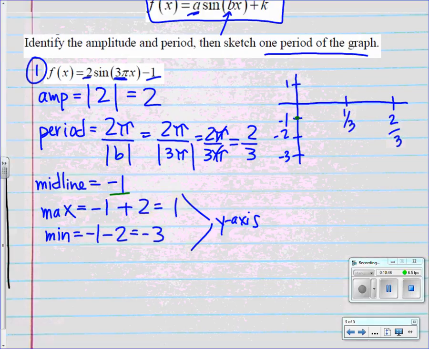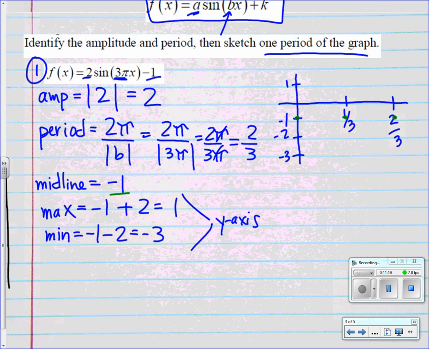Okay? And the sine function always starts and goes up unless it has a negative. If it has a negative out in front, then it will be reflected and go down first. So if that's a -2, it will go down first instead of up first. Okay? So halfway will be at the midline again, right? So halfway will be at -1 again, and it will end at -1.